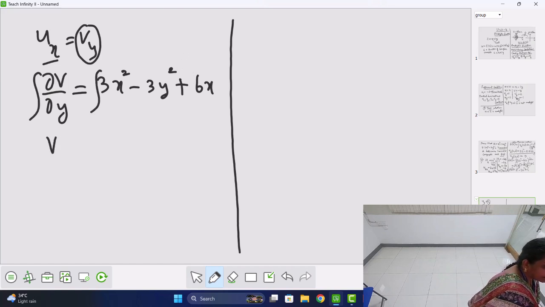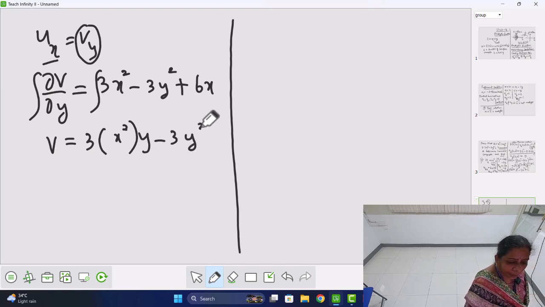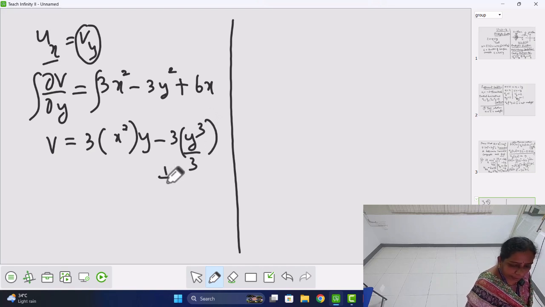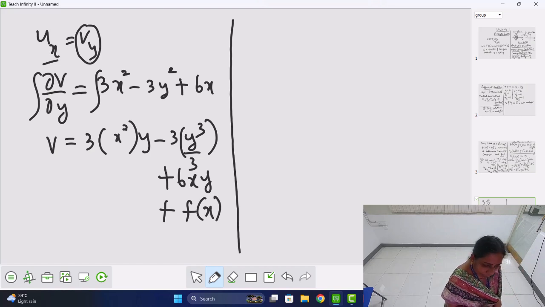So what happens here? I'll get v. Here I'll get 3x square, integrating with respect to y, I'll get 3x square y, minus 3 times y cube by 3, plus 6 into x, integrating with respect to y, I'll get 6y. I should not leave out plus a function of x, because integrating with respect to y, the constant will be in terms of x. I am getting this equation.